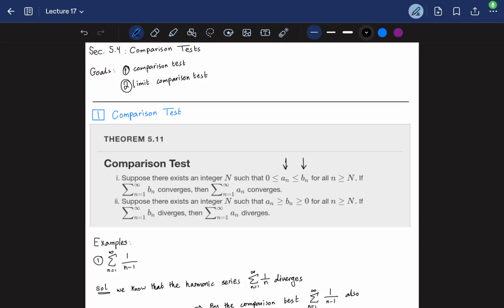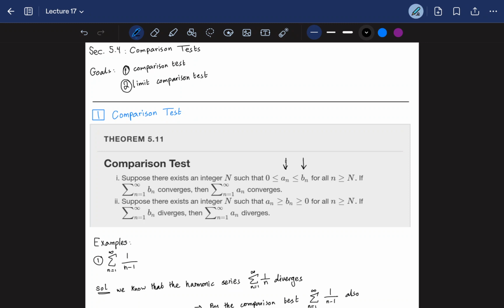In this video, we're going to learn another test that would help us determine whether a series is convergent or divergent, and it's the comparison test. So we have two types: either a comparison test by itself, comparing series separately, or we have the limit comparison test, where we use a limit to help us identify whether the series is convergent or divergent. So let's start with the comparison test.